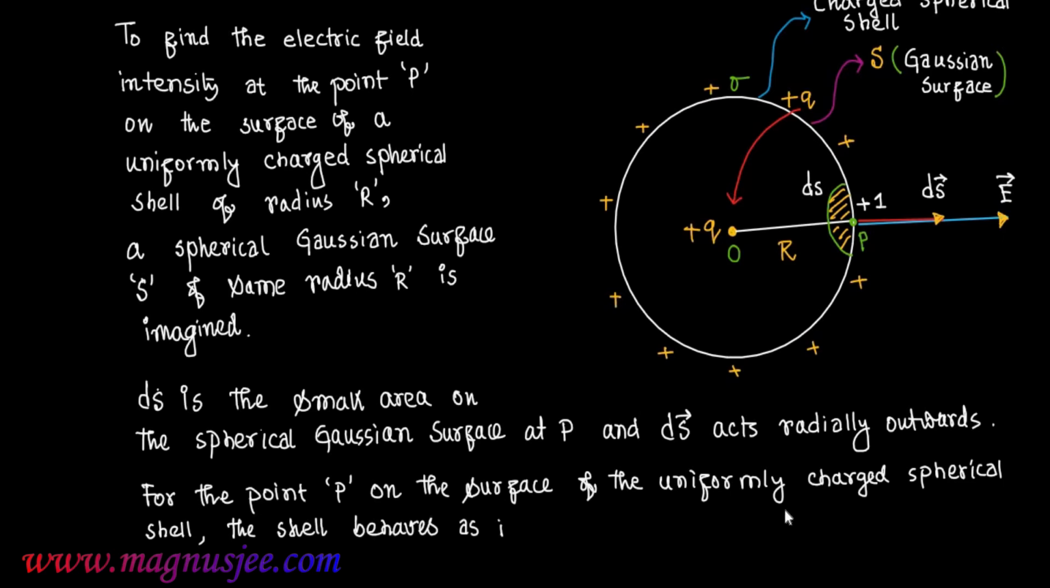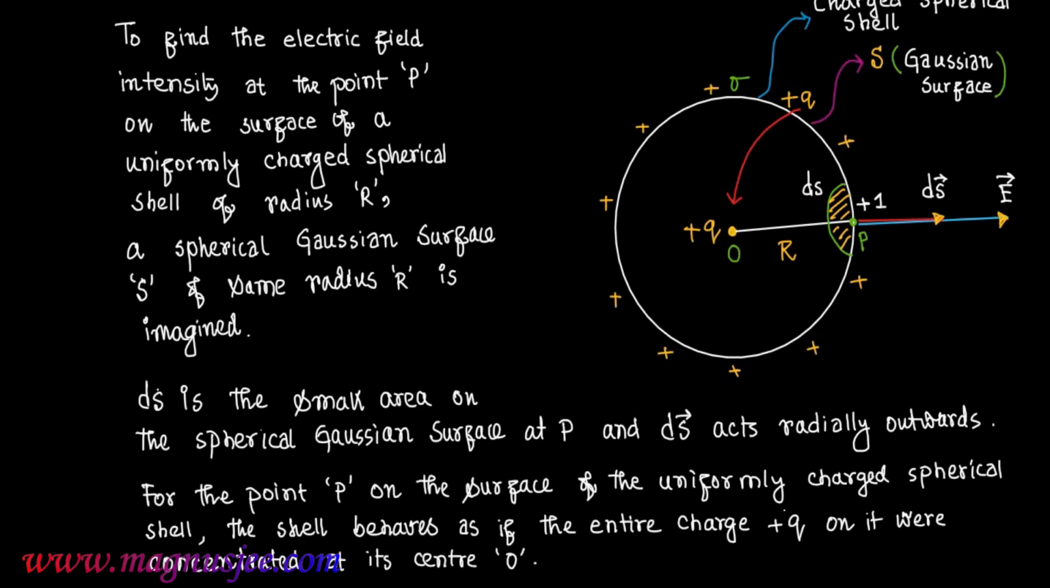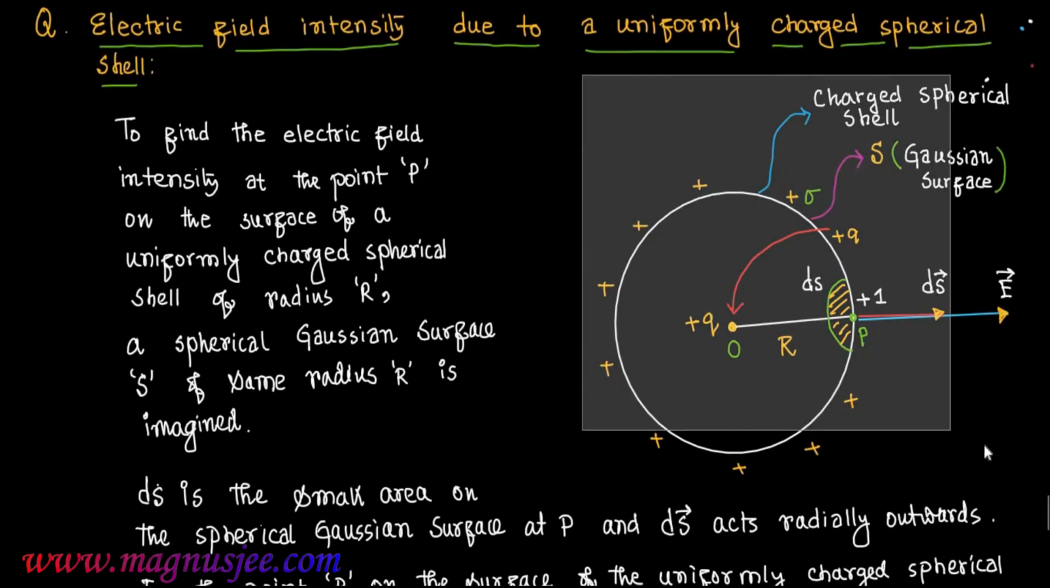The shell behaves as if the entire charge +Q on the surface of the spherical shell were concentrated at its center O. Now we can assume that though +Q charge is uniformly distributed over the surface of this spherical shell, it appears to be concentrated at the center O of the spherical shell.